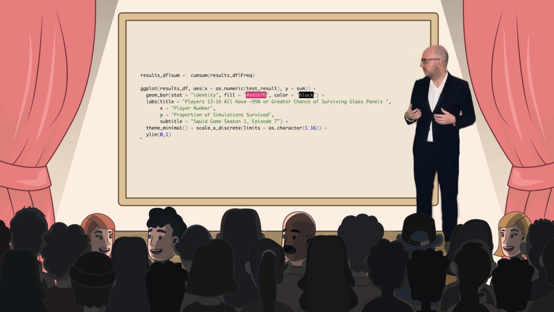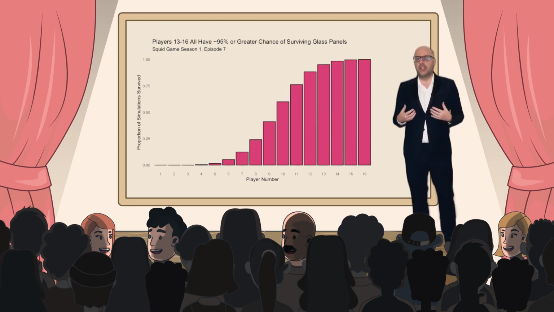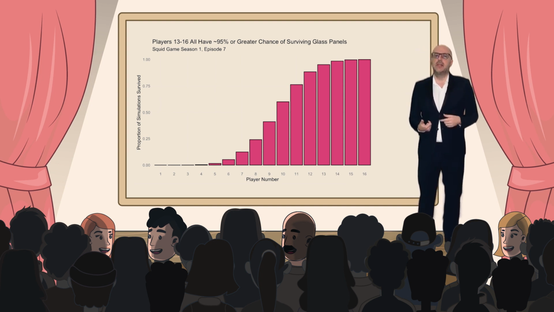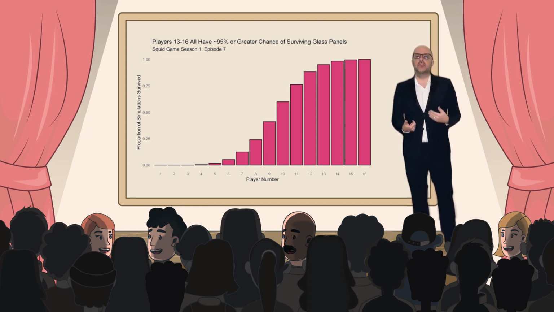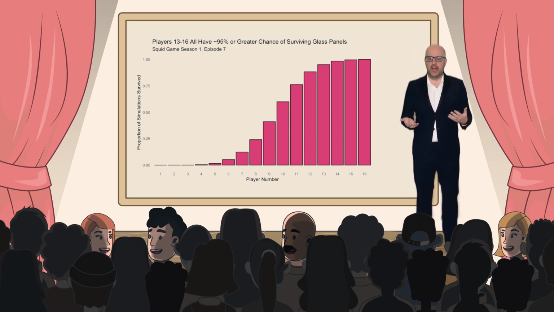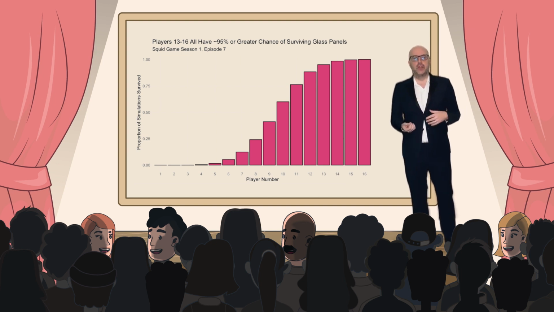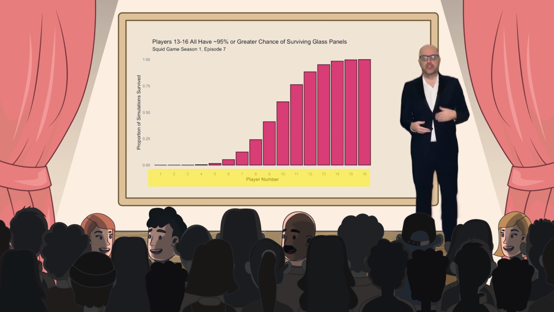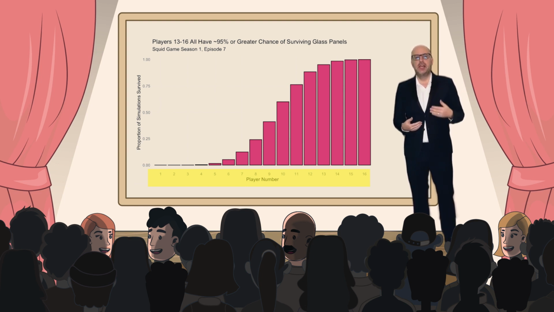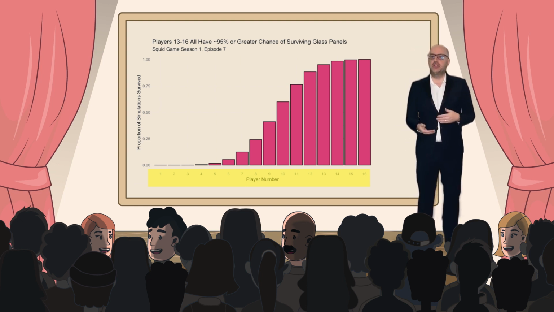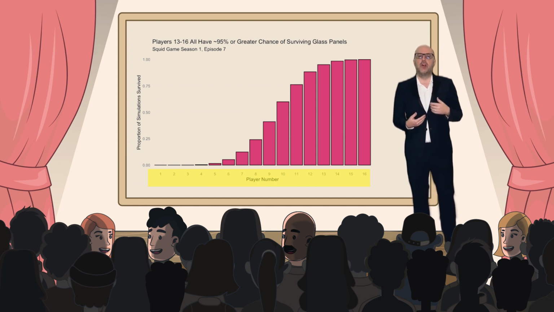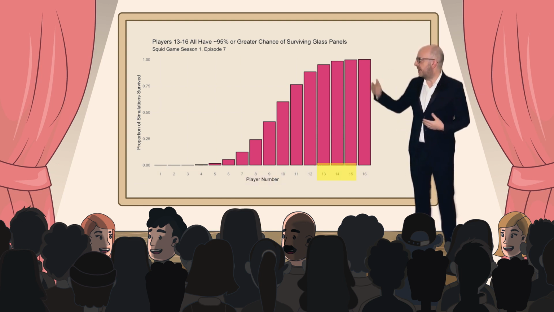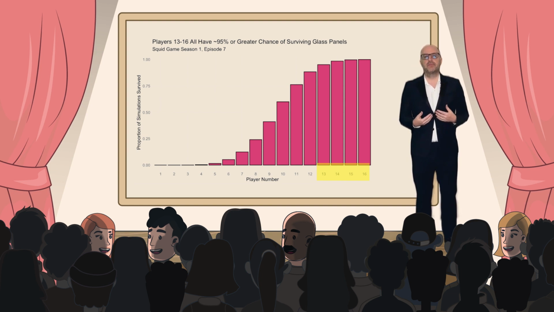did. Okay, what they did here was take the cumulative sum of the frequency variable and graph that. Basically, player 1's odds of survival are the odds of player 1 surviving. Player 2's odds are the sum of player 1 and player 2 surviving. Player 3's odds are the sums of players 1, 2, and 3. And all the way to player 16, who has the cumulative sum of all the previous players surviving plus their own, which, as you can see, goes about to 100%.